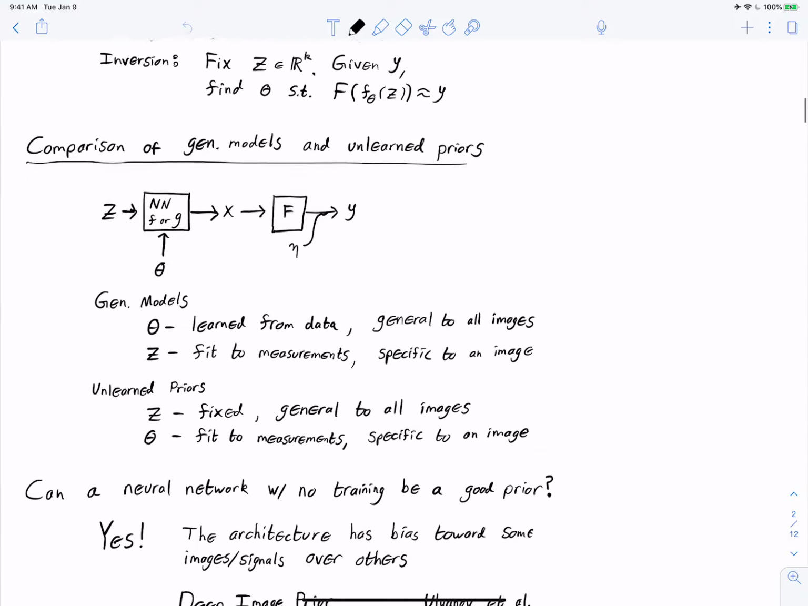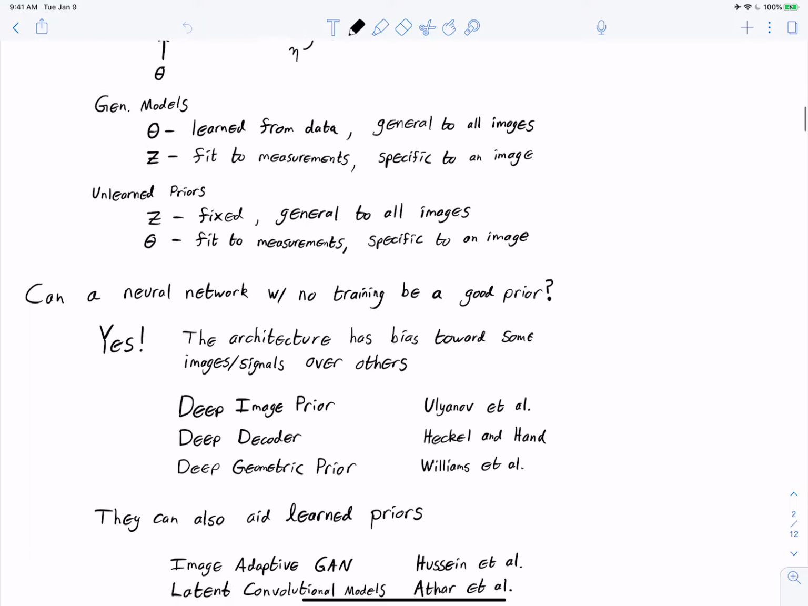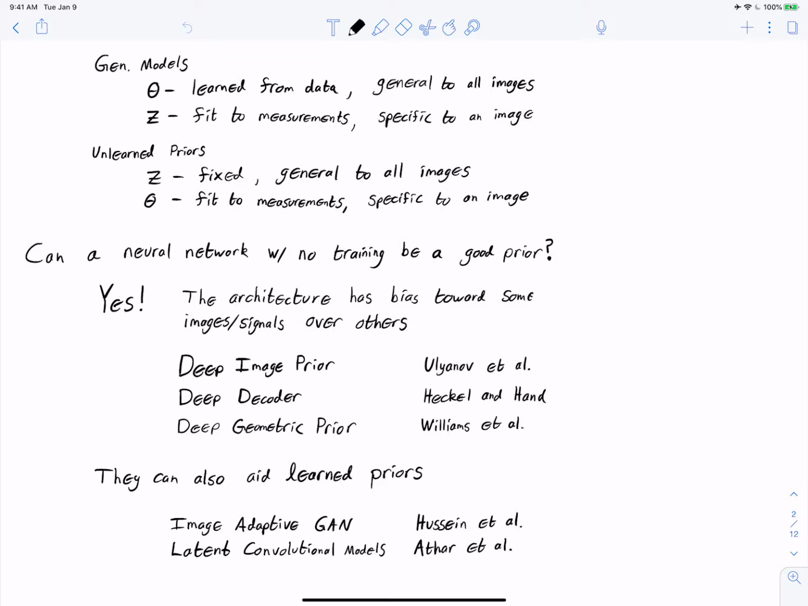All right, so we come to a very interesting question, which is, can a neural network with no training data at all be a good prior for inverse problems? And the answer here, perhaps surprisingly, is yes. And what this means is that the architecture itself of the neural network has bias towards some images or signals over others, and it exploits that bias in the inversion process.